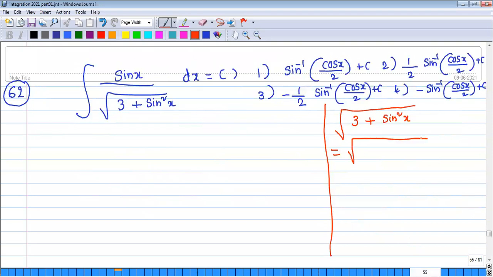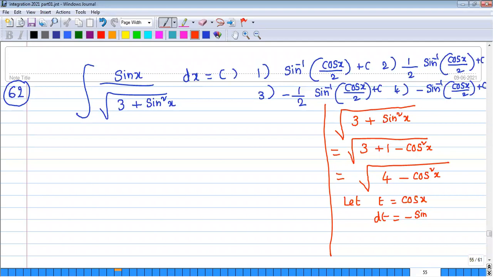Okay. 3 plus this sin square x, we can write 1 minus cos square x. This is root of 4 minus cos square x. Let us say t is equal to cos x. dt by dx is equal to minus sin x. So minus sin x dx. Now this can be written minus integral 1 upon under root of 4 minus cos square x into minus sin x dx.